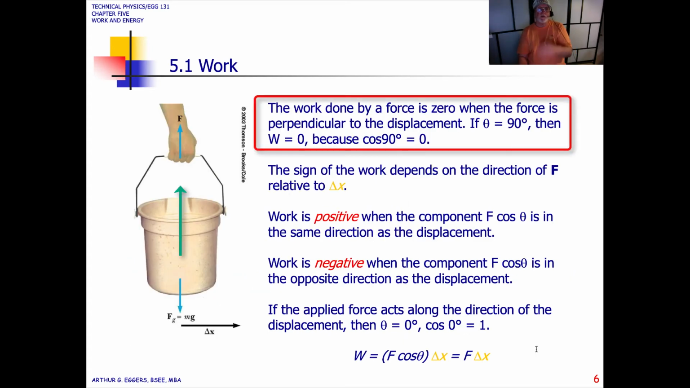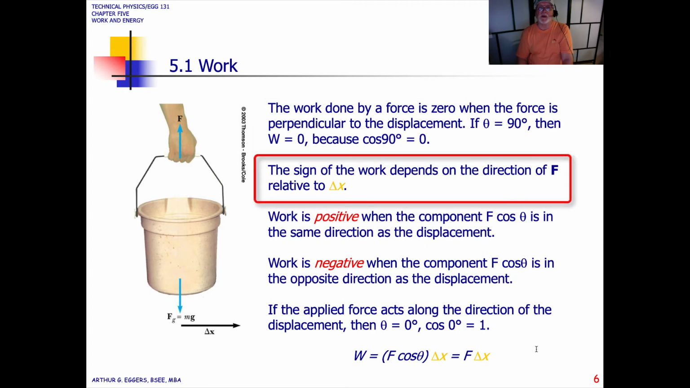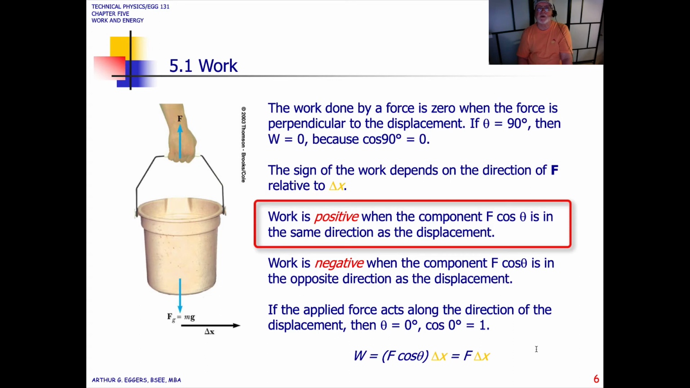So we can see here with this bucket example, the work done by a force is 0 when the force is perpendicular to the displacement. So if the angle theta is 90 degrees, then the work is 0 because the cosine of 90 is 0. The sign of the work depends upon the direction of the force relative to the displacement, delta x. Work is positive when the component F cosine theta is in the same direction as the displacement.